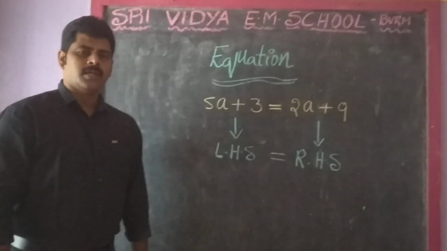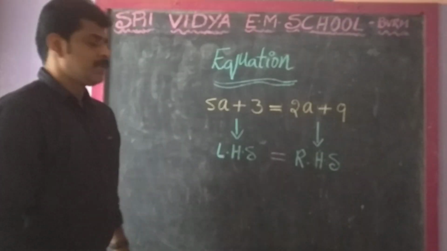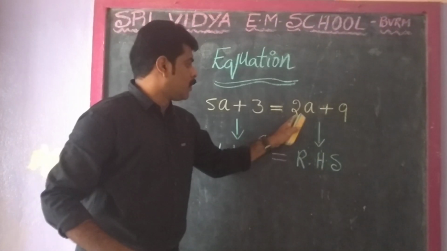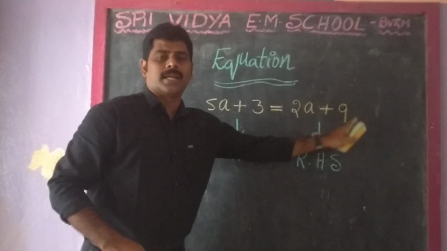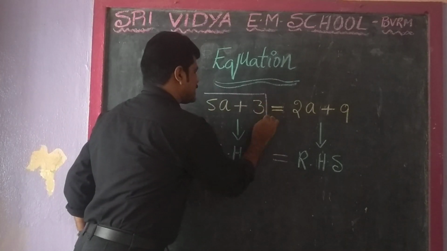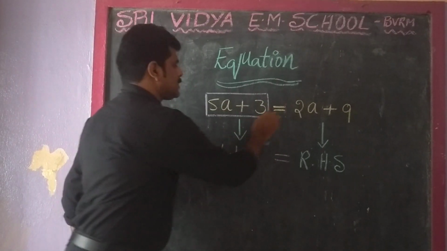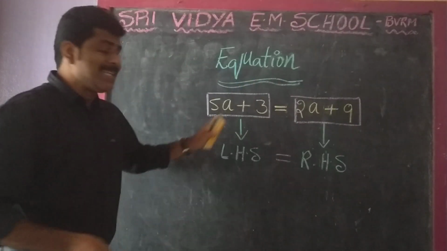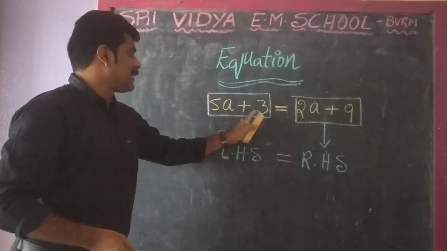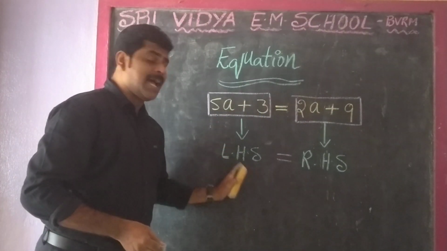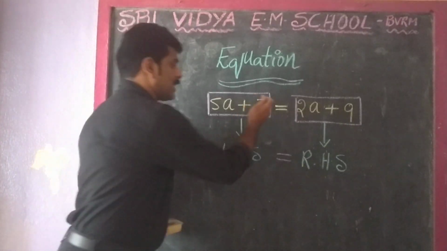Look at the equation here. 5a plus 3 is equal to 2a plus 9. In this equation, 5a plus 3 is known as LHS, meaning left hand side.